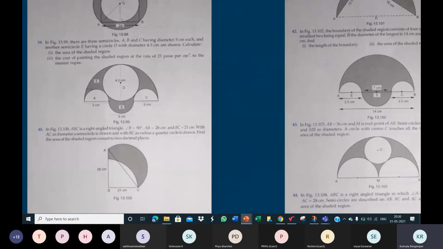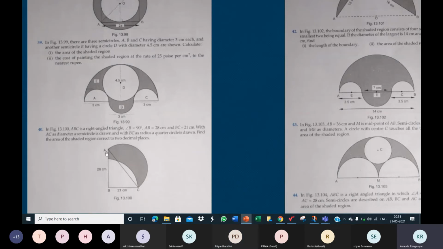What about the area of the quadrant? What is the radius of the quadrant? Is it 21 or 28? 21, ma'am. No, but I can see 28 also there. How do I know that it's 21 and not 28? Ma'am, AB is the whole thing, it is 28. Yes, so AB is 28.